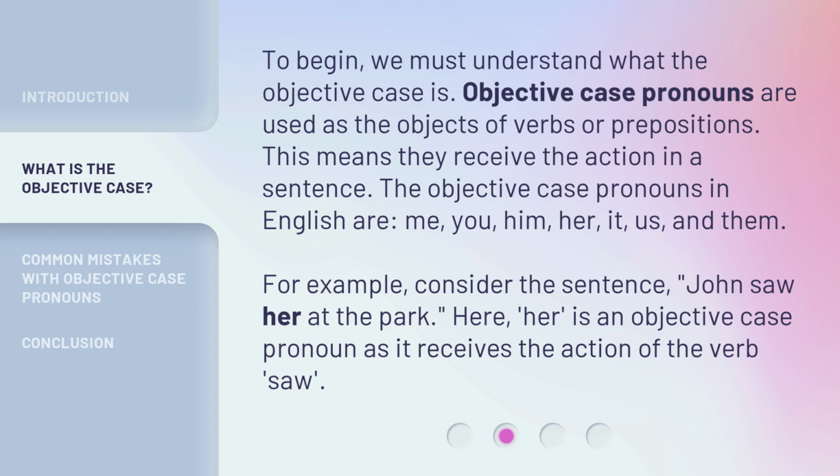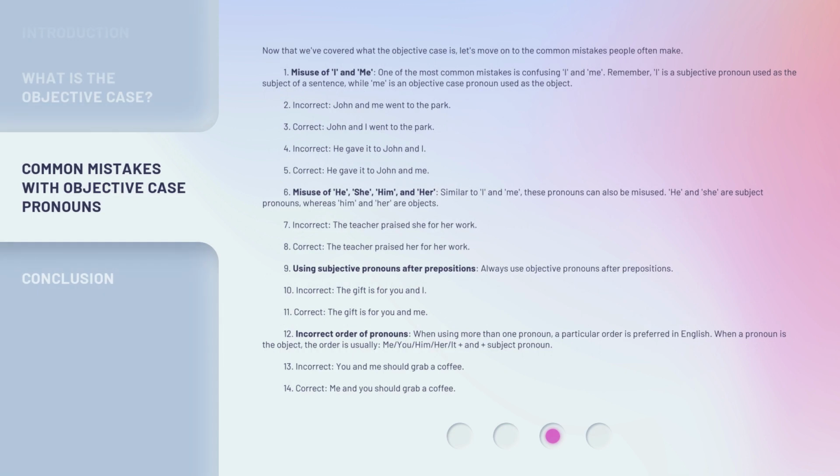For example, consider the sentence, John saw her at the park. Here, her is an objective case pronoun as it receives the action of the verb, saw. Now that we've covered what the objective case is, let's move on to the common mistakes people often make.